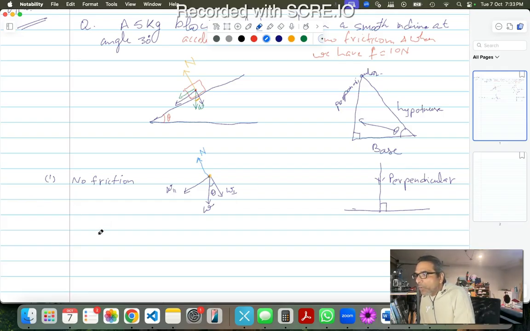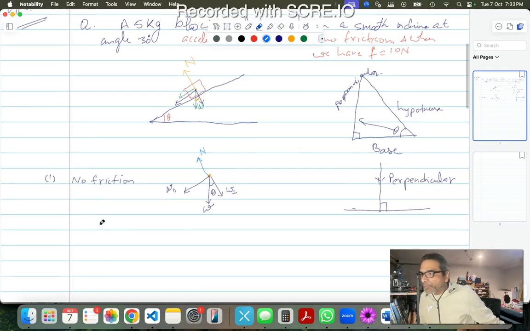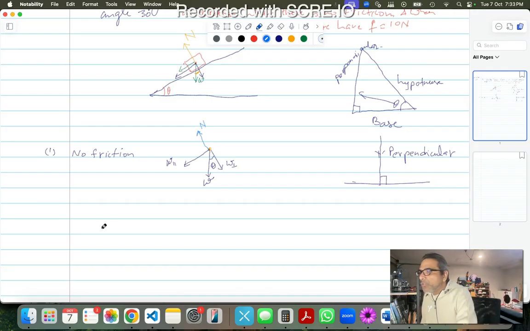So now, first things first, what is given: we have the mass, 5 kg, and the acceleration due to gravity, g, 9.8.